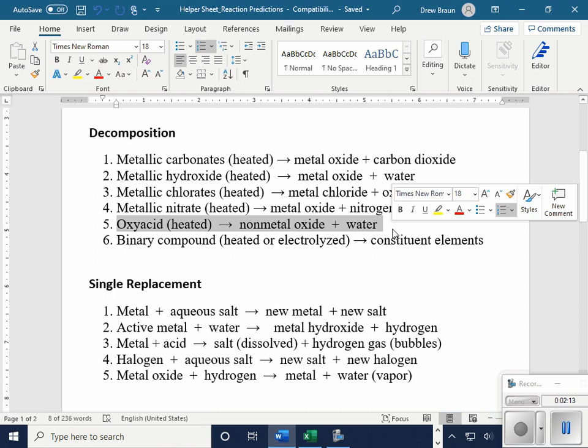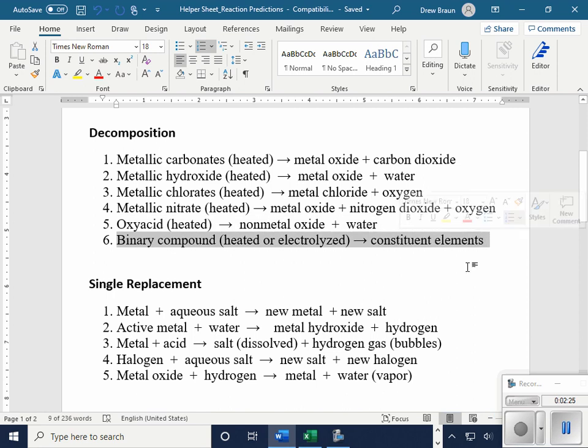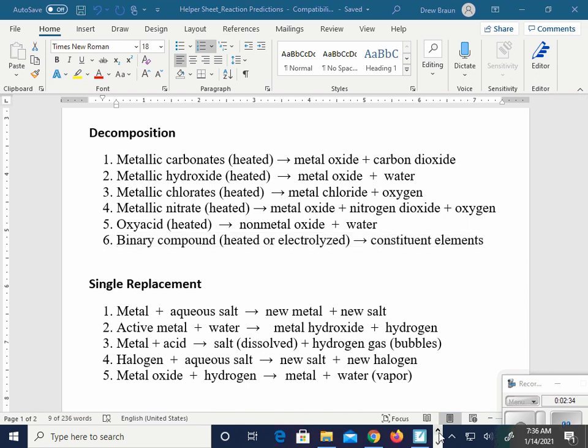Oxyacids, we discussed the composition of those. Oxyacids are just acids that are dealing with oxygen and some other element. And finally, the decomposition of a binary compound. So those are the 6 different types of decomposition reactions that we're going to be dealing with.